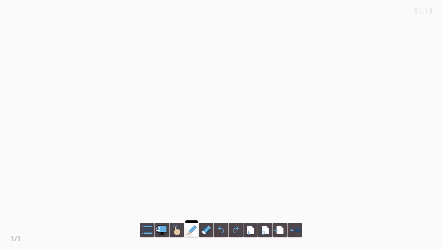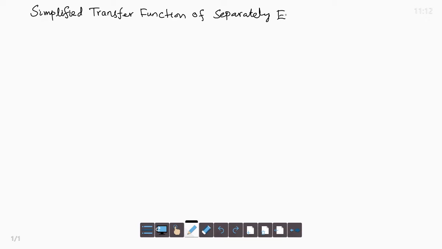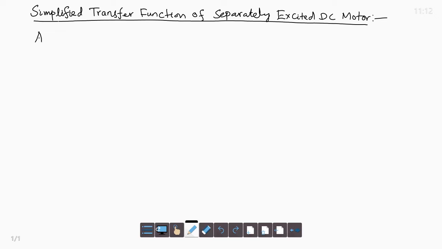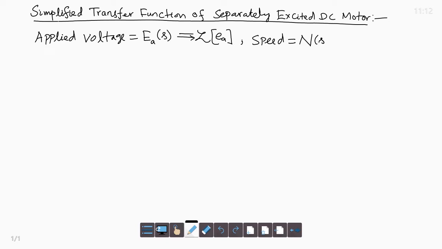Welcome. Today we will discuss the simplified transfer function of a separately excited DC motor. So we consider the variables first. Applied voltage is EA(s), the Laplace transform. Speed is N(s), where N is the speed in radians per second.